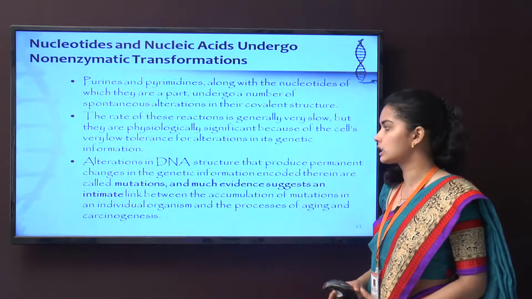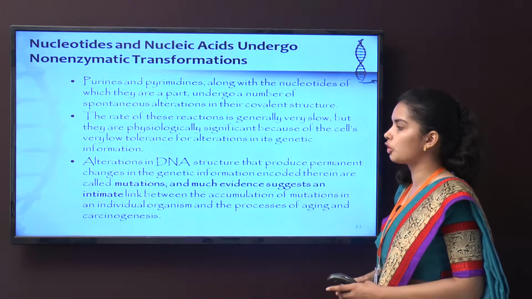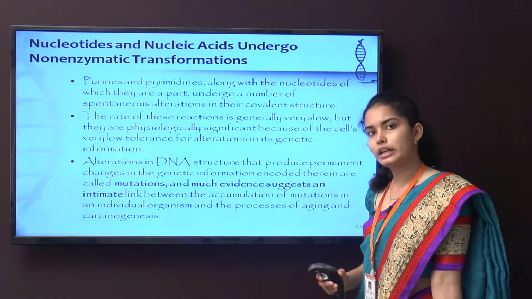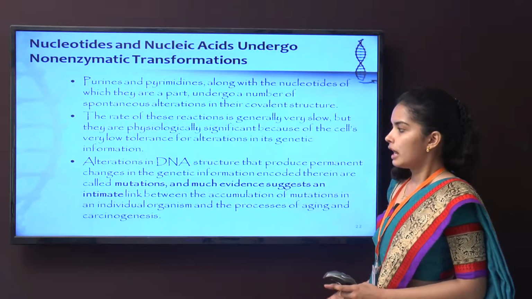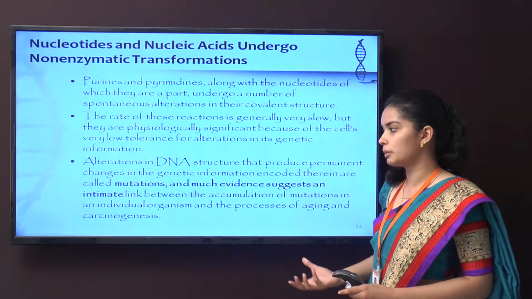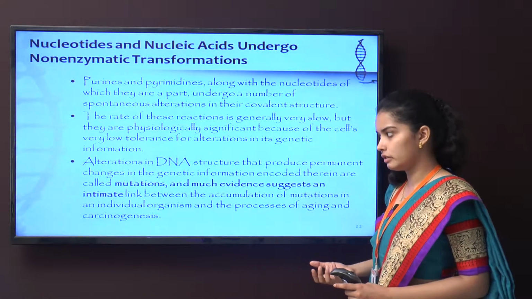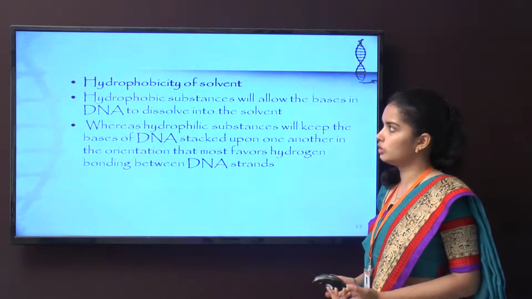Alterations in DNA structure that can produce permanent changes in the genetic information encoded are known as mutation. Because of mutation, we can have various diseases such as cancer. So this suggests an intimate link between the accumulation of mutations in an individual organism and the process of aging as well as carcinogenesis.